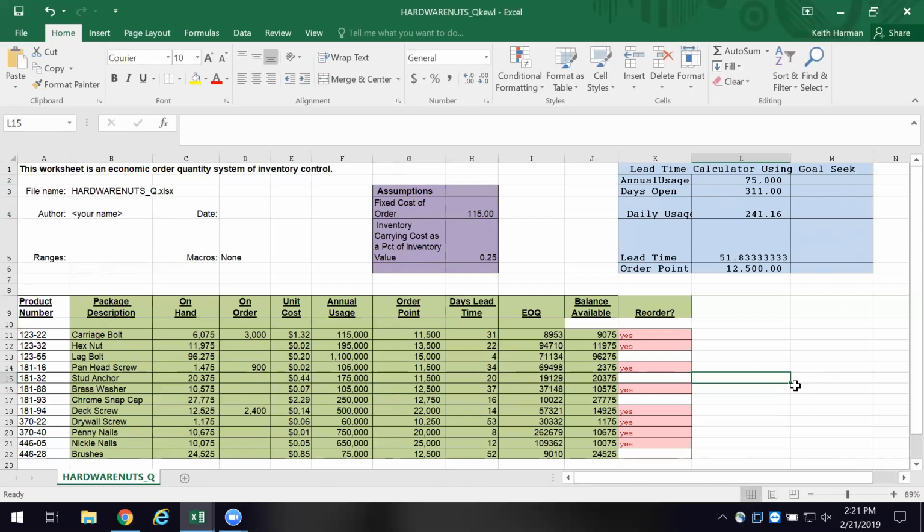Now let's look at this first product up here. You can see I've got the lead time over there and how to calculate it, and you do that using Goal Seek, playing around with the lead time. And here we've got this product number, then we have the package description, and how many we have on hand, how many we've ordered, the unit cost, and the annual usage. Each of these numbers is going to be plugged into the economic order quantity, that is, how much we need to order. Then we have an order point. That's where we've got to order stuff.